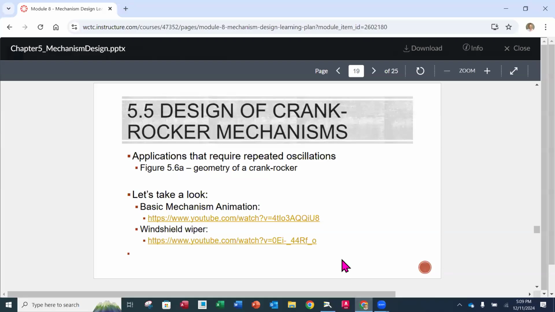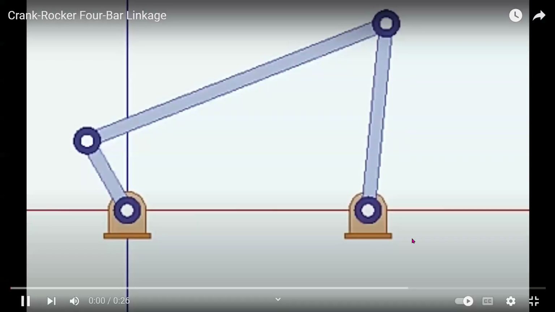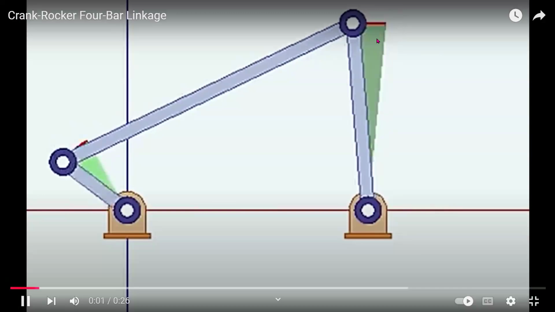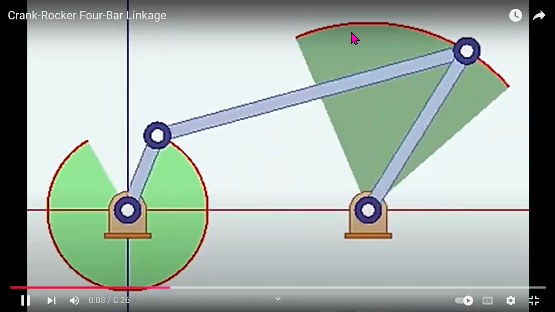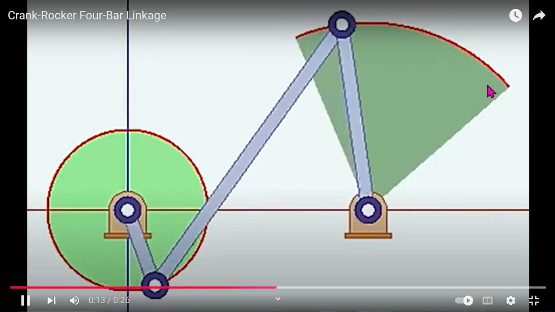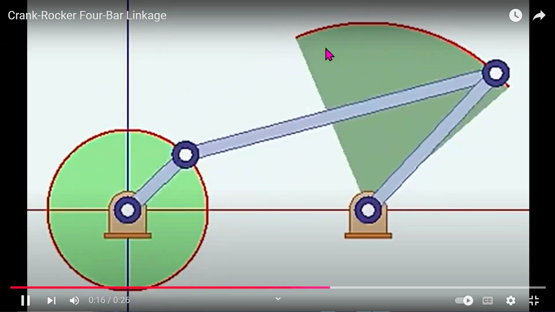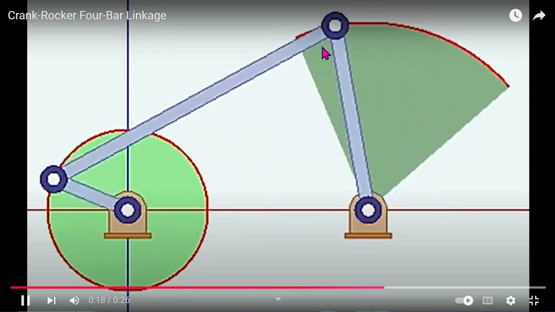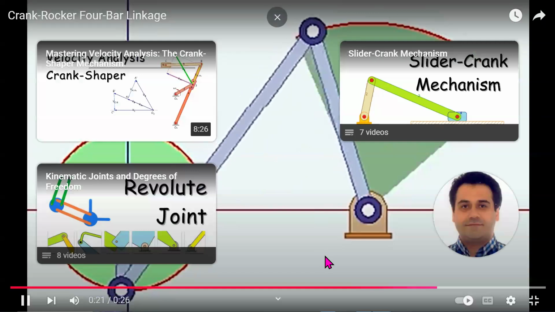Let's take a really quick look at a couple of very short videos on YouTube. I'm going to click on them, and we can just see a quick operation. Okay. So as we look here, you can see that the crank is going around, and as it does that, our output link is oscillating back and forth. And the full angle that this is going through, as we know, is called the throw angle.